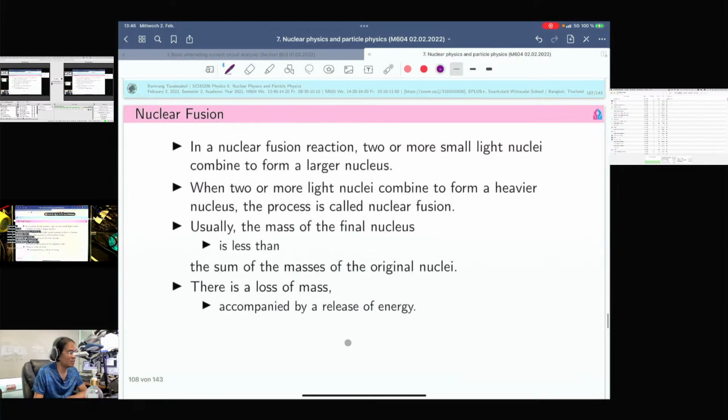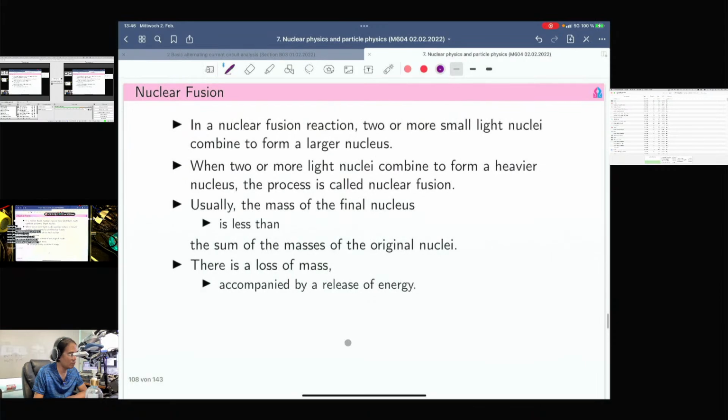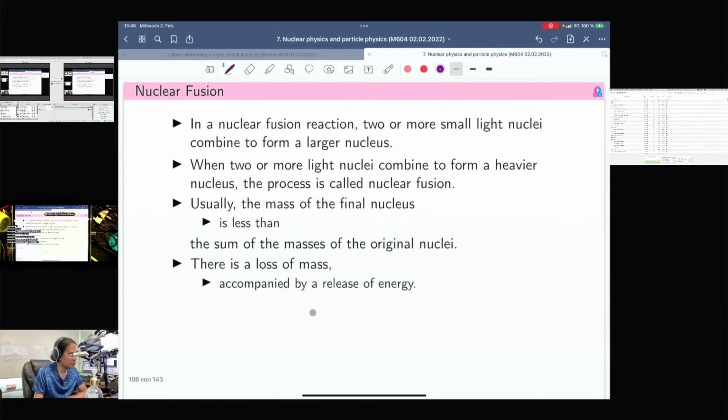So we finished the nuclear fission. Now we move to the next topic, which is nuclear fusion. Nuclear fusion is the reaction of 2 or more small light nuclei combined to form a larger nucleus, in the opposite way to nuclear fission. Okay, nuclear fission decomposes the big nuclei into smaller nuclei, right? But nuclear fusion is the combination of lighter or smaller nuclei to become a bigger nucleus.